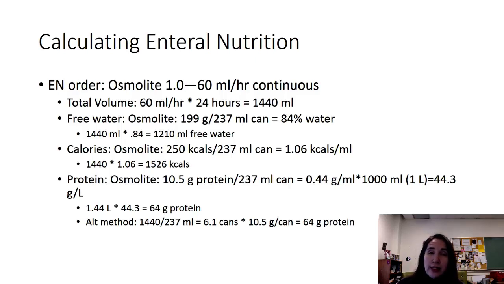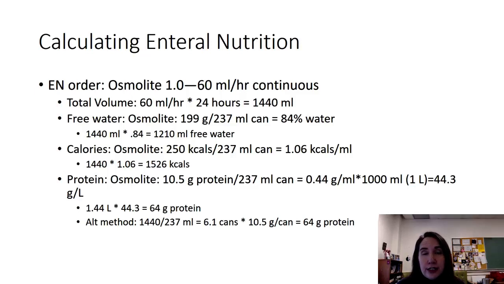Now, Osmolite is a standard formula, which we think of as being a 1.0 cal per mL formula. However, Abbott is an American company, and so they tend to use ounces in their cans. And so if you look on the website, it actually tells you there are 250 calories in a 237 mL can. Thus, to get the calories per mL, you take 250 calories in the can, divide by the volume in the can, because you're trying to get calories per mL, so you do the same order in your division, and you get 1.06 kcals per mL.